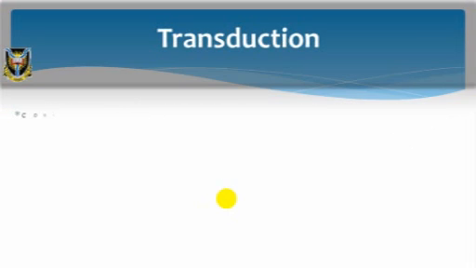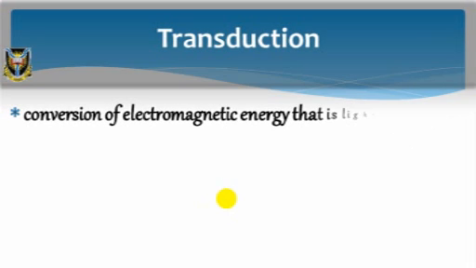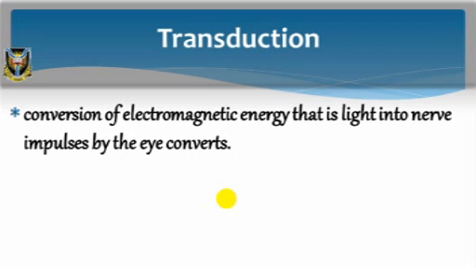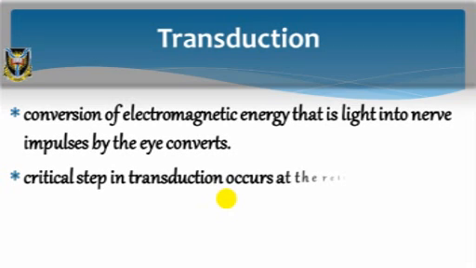Transduction. The eye converts the electromagnetic energy that is light into nerve impulses. This conversion process is called transduction. The critical step in transduction occurs at the retina.